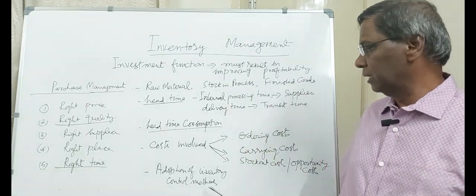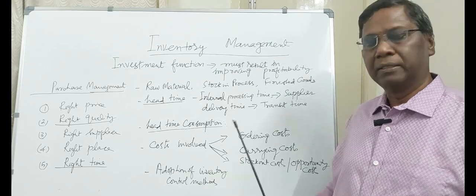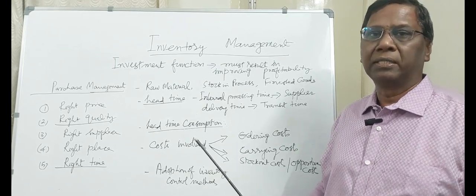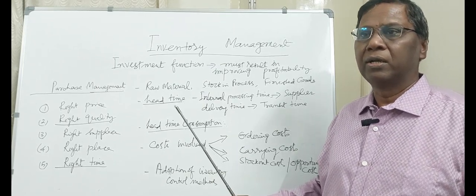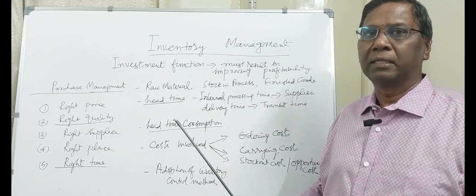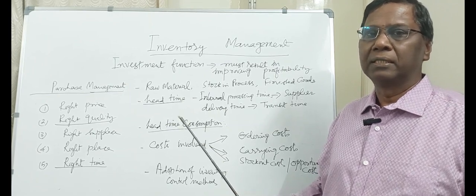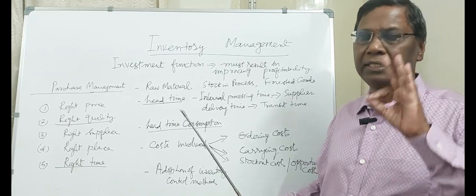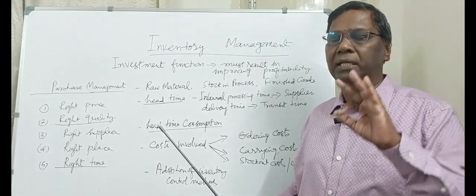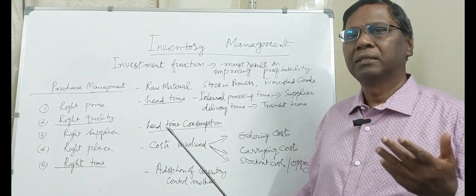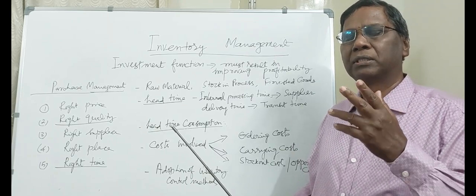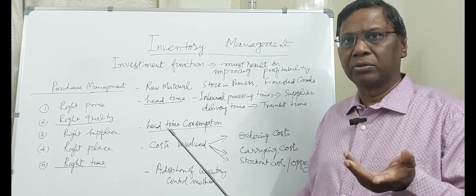So by adopting certain inventory control methods, like they have two, three methods. One is the inventory level method, then ABC techniques, and third is economic order quantity. These three things are very important. So I'll be dealing with them one by one in the coming subjects. There also I'll be talking about how to select a seller.